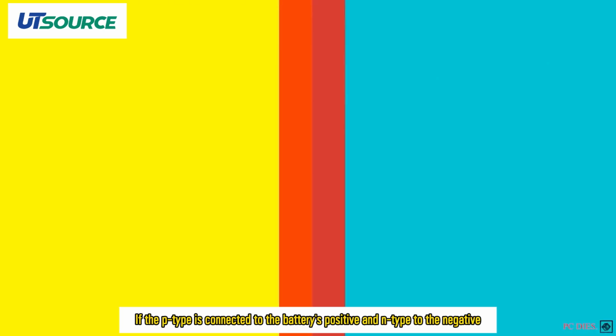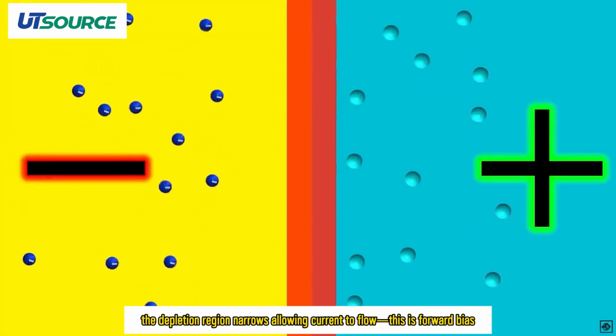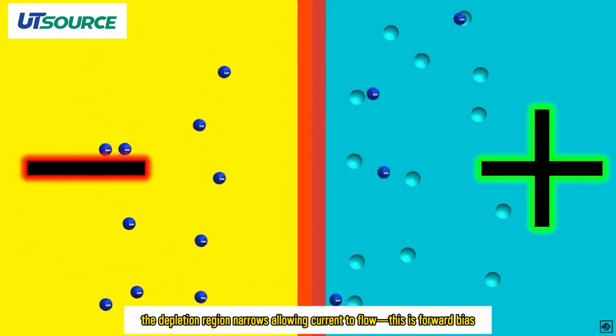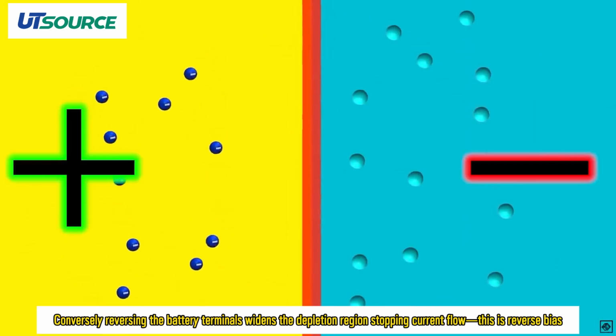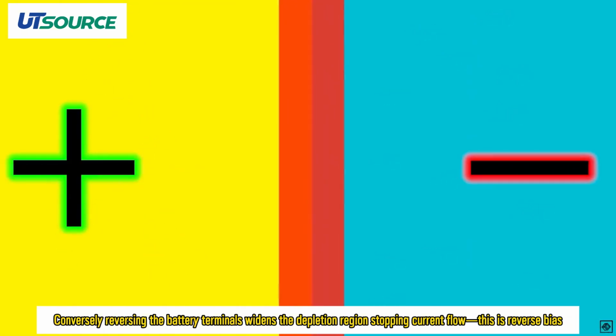If the p-type is connected to the battery's positive and n-type to the negative, the depletion region narrows, allowing current to flow. This is forward bias. Conversely, reversing the battery terminals widens the depletion region, stopping current flow. This is reverse bias.